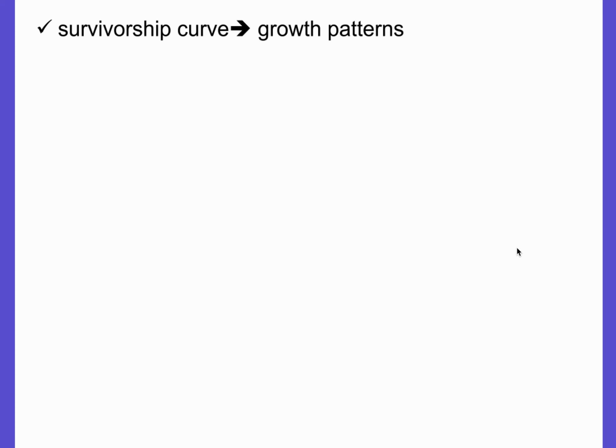All right, for sections 3 and 4 of chapter 14, I want you guys to understand how survivorship curves can lead to these growth patterns that we're going to talk about in section 5. So again, you do need to understand the difference between a type 1 and a type 3.